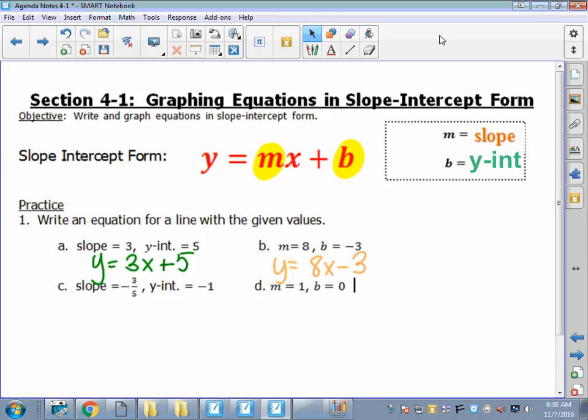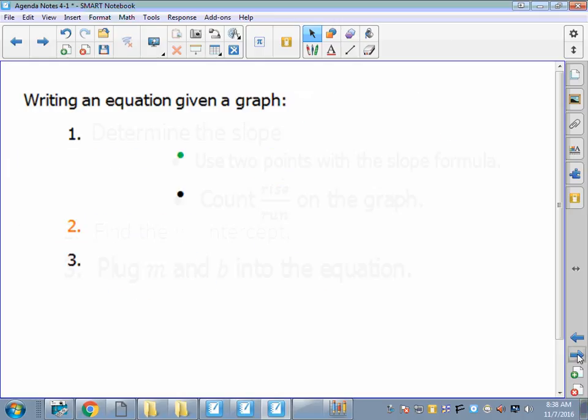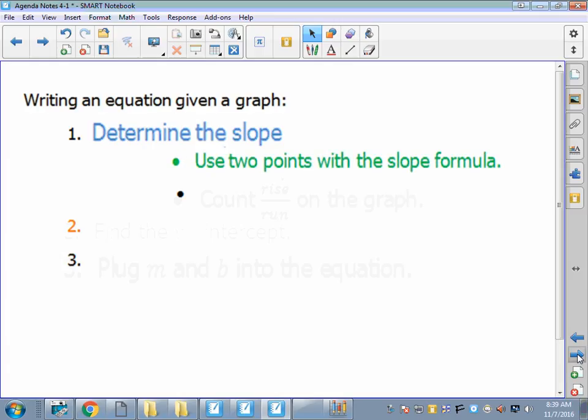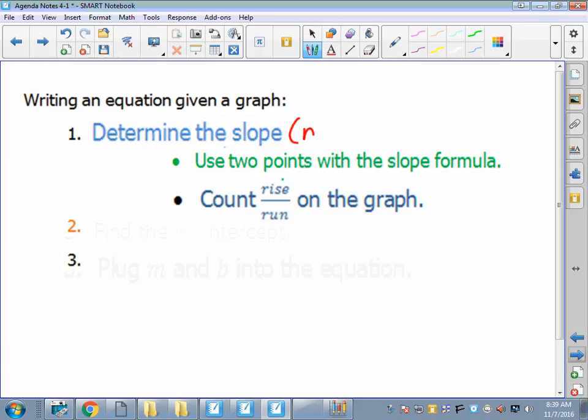But now let's talk about how to use this. If I give you a graph, how do you write the equation? If I just give you information, we're going to work into that. But the first thing you always have to know is the slope. And I've been saying this forever. You've got options. Use 2 points in the slope formula. You could count rise over run on the graph. You could find the change in y's over the change in x's. Make yourself a table. But you need to find the slope or the m value.